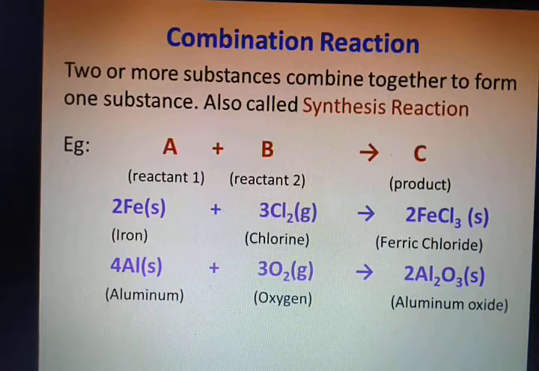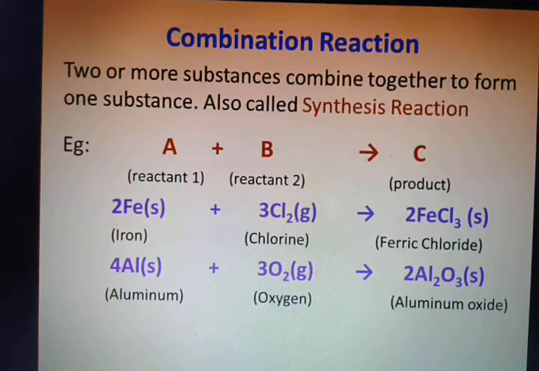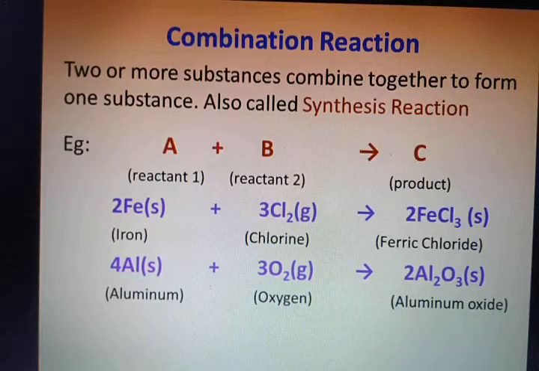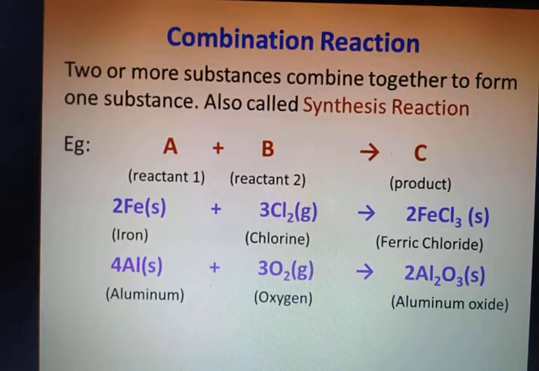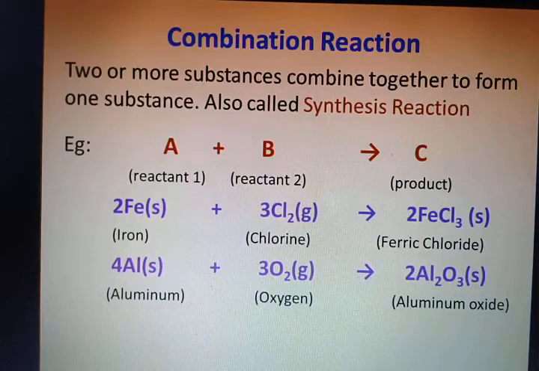With that example, the reaction is balanced. The states of the reactants as well as the products are also mentioned, and the names of the reactants and the products are mentioned. So my suggestion is, when you are writing in the exam and a question comes, explain combination reaction, if you can write this way: the definition, the additional name of the reaction, the general format of the reaction, and one example in a balanced reaction with the states mentioned and the names of the reactants and the products.